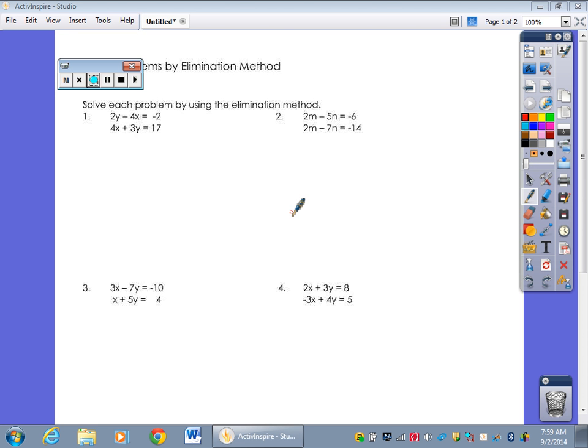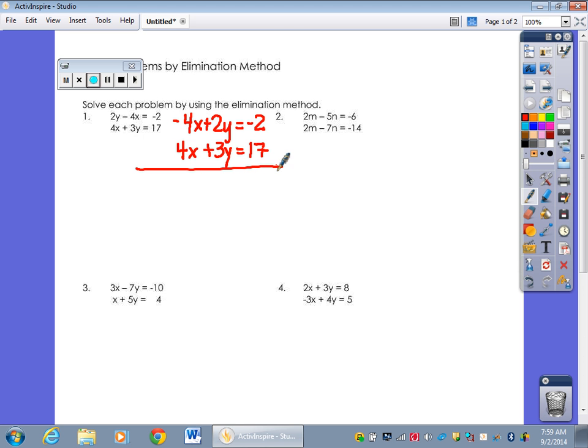So we're going to want to switch that around and make this negative 4x plus 2y equals negative 2. And then keep the bottom one exactly the way that it is, 4x plus 3y equals 17. Now, what I'm trying to do is combine these two together. So I want to add them together, and what I want to do is make one of the variables cancel out. So notice that negative 4 and positive 4 would cancel out if I add them together.